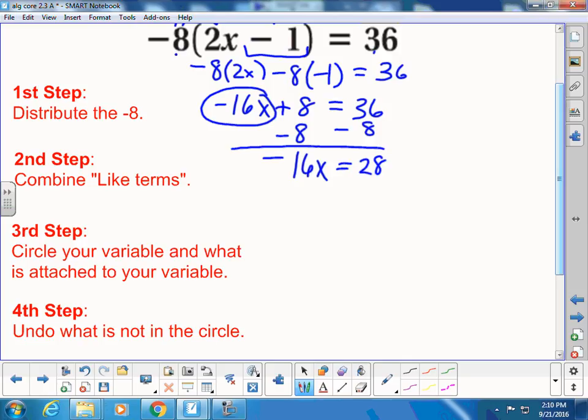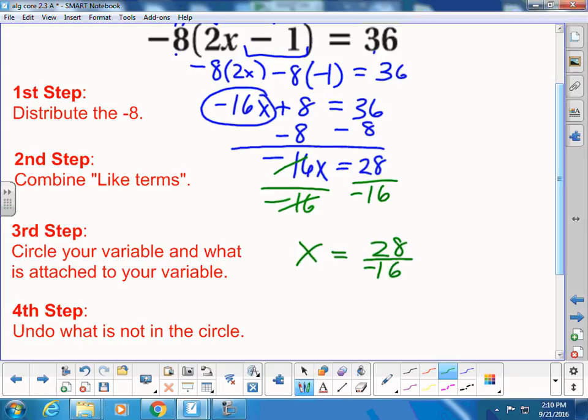And next step, I have to get rid of that negative 16. So I'm going to divide by negative 16. I don't want to just get rid of 16. I want that negative gone from that side too, because I just want to know what x is. So on this side, those cancel out. I'm just left with x. But on here, I'm left with 28 divided by negative 16, which is not a perfect whole number. But I can reduce it because they're both divisible by 2 at least.